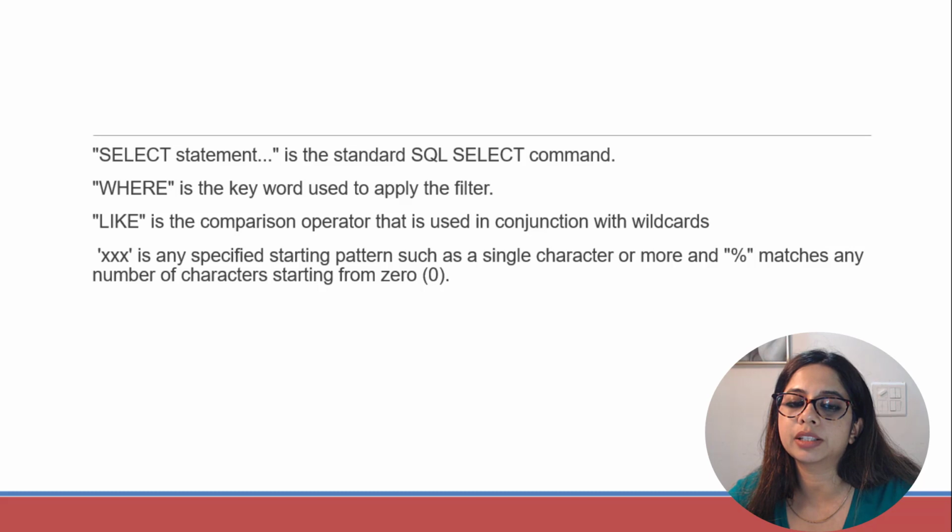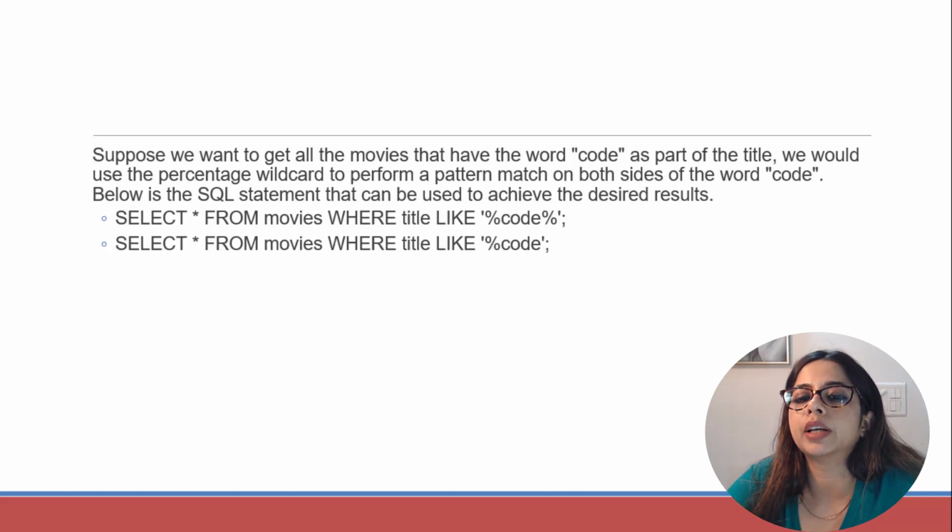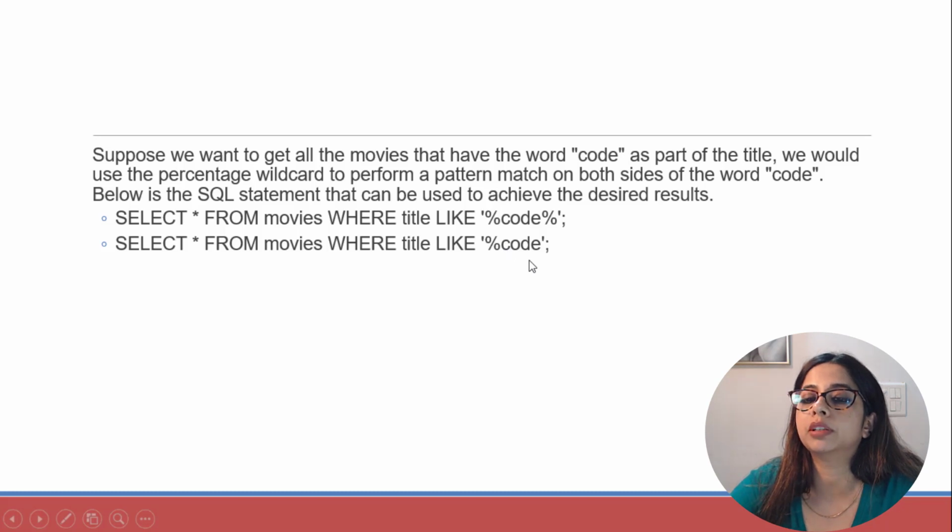You can see the examples given here: select star from movies where title like, so there's some movie which will have the keyword code in between, and there can be something in the beginning and something at the end. Percentage means any number of characters, and the same percentage means any number of characters here too. But if the query is where title like percentage and code, that means it should end with code. Here we could have anything after code also, but here it means it should end with code. Okay, so that's the difference.